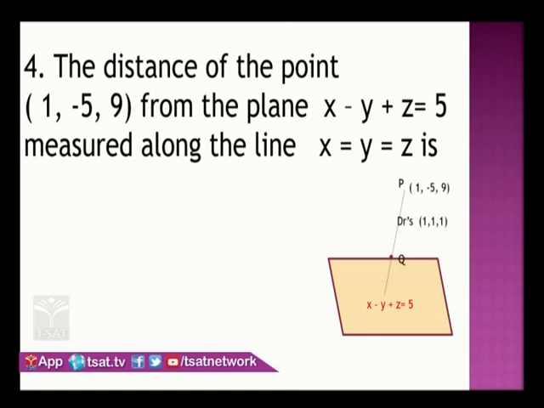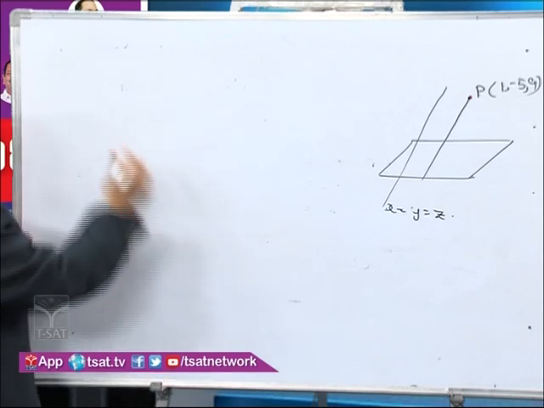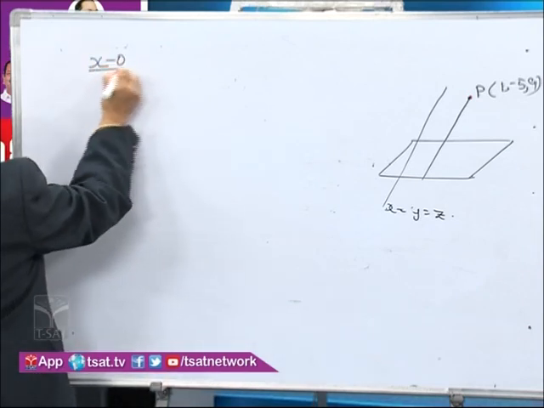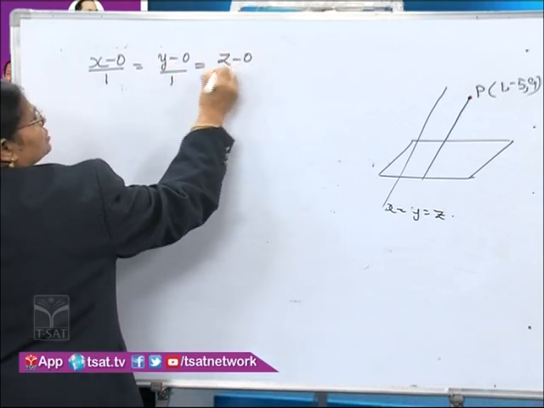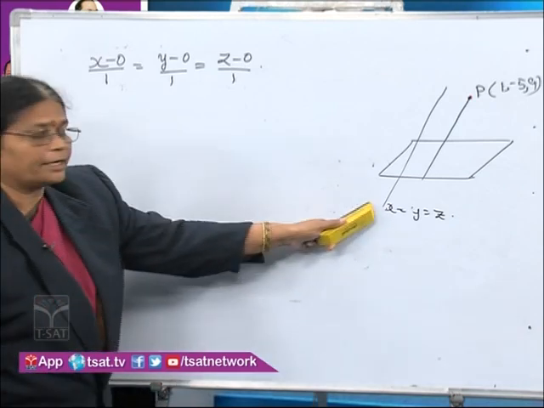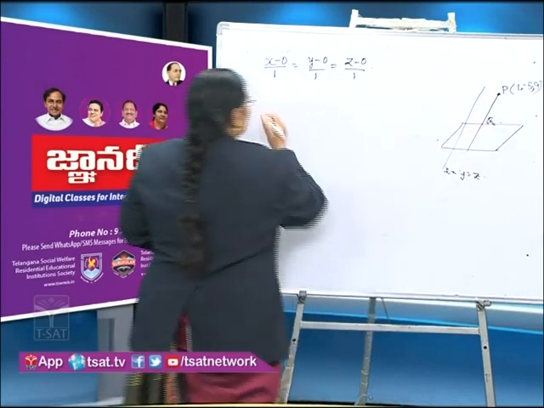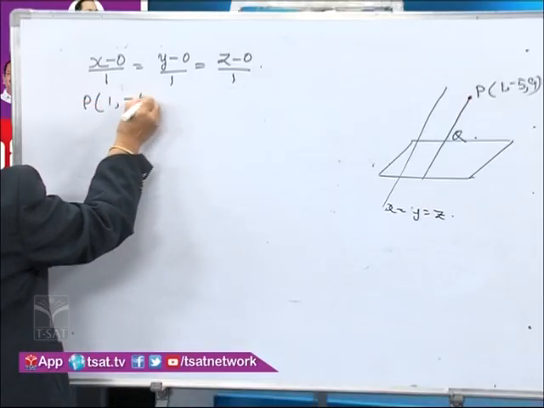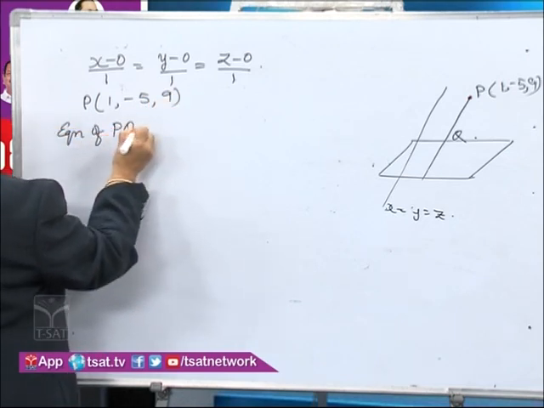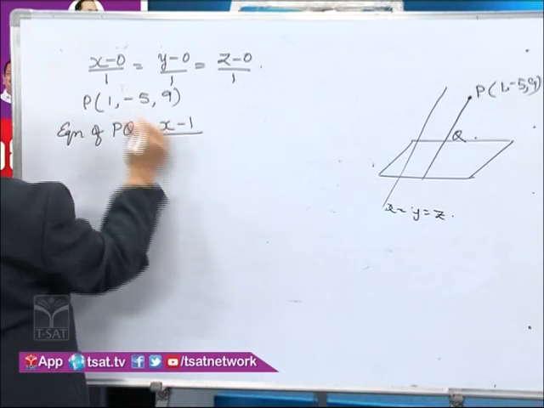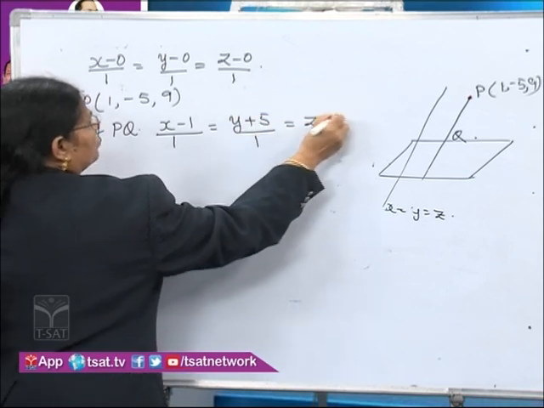So now let us write the equation of this line. Because this is parallel to this, we know the DRs. x equal to y equal to z is nothing but the line (x minus 0) by 1, (y minus 0) by 1, (z minus 0) by 1. This is this line. Now we want the equation of the line, say this is PQ. P point is (1, minus 5, 9). So equation of PQ will be (x minus 1) by 1, (y plus 5) by 1 equal to (z minus 9) by 1.